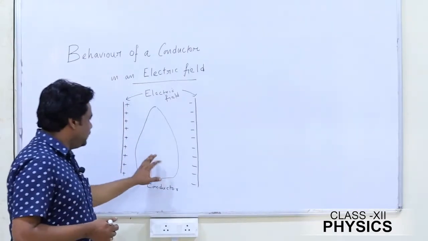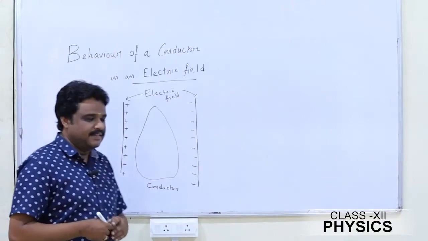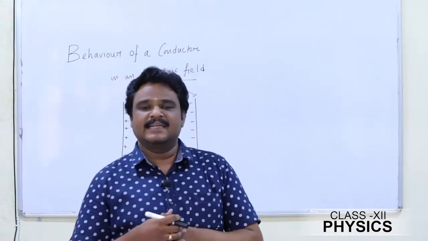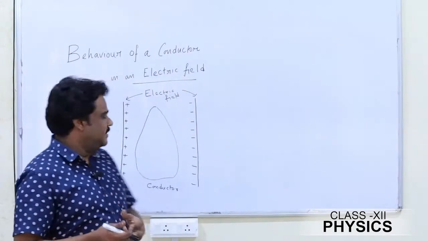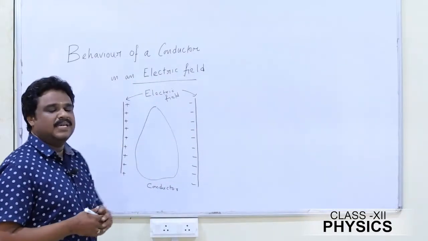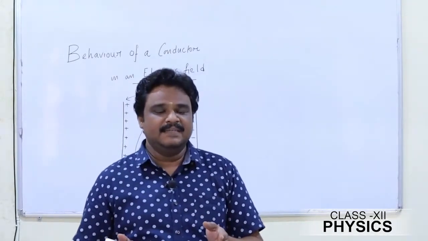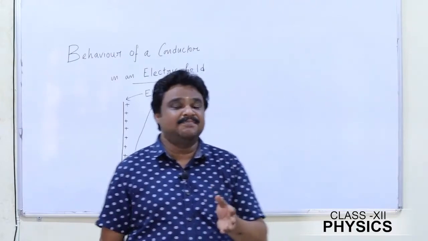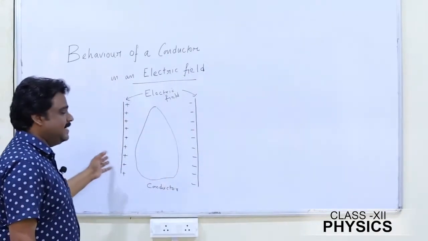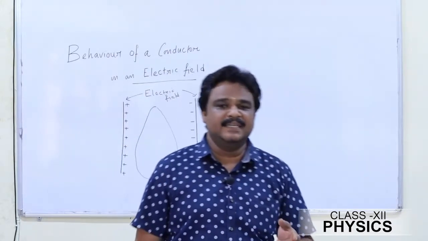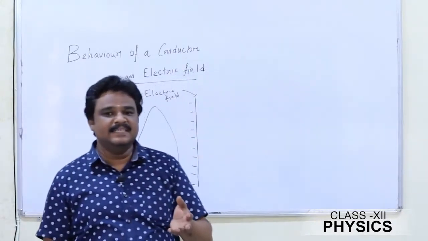Already you know a conductor contains free electrons. So when this conductor is subjected to the electric field, what happens? The free electrons start drifting towards the positive plate till equilibrium. What is equilibrium? Equilibrium is basically the static condition.